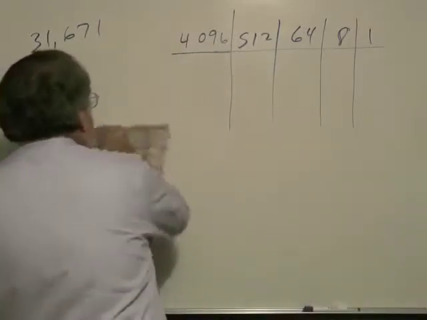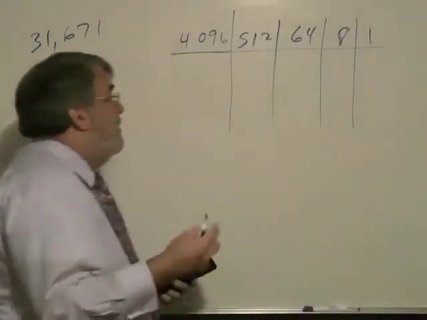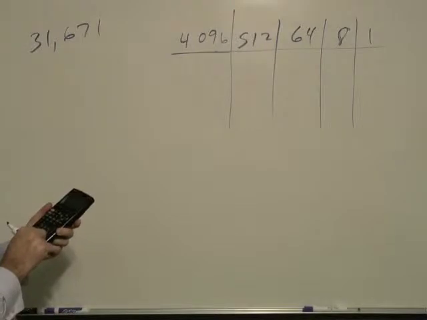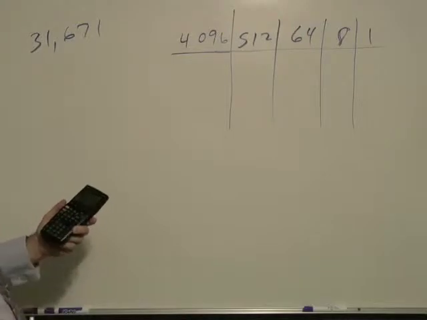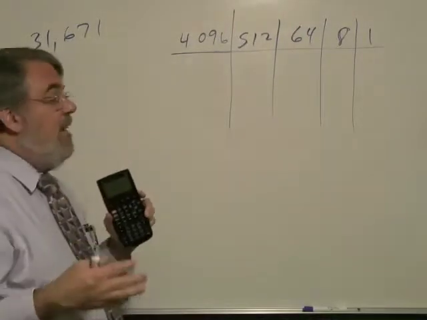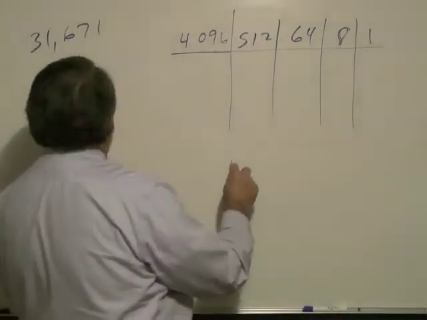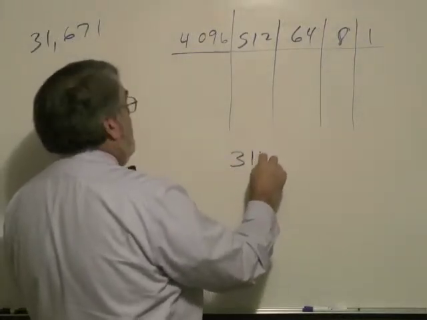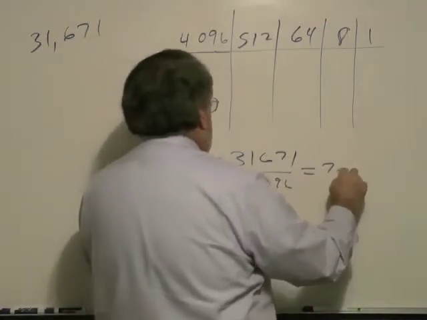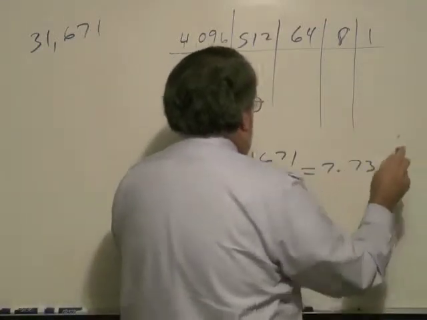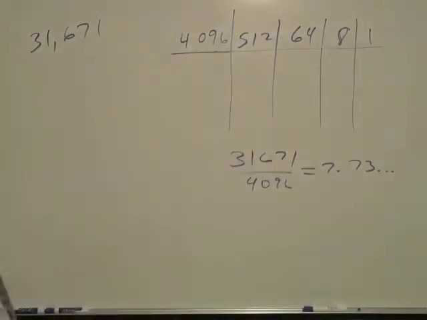All right, so let's divide 31,671 by 4,096. It goes about 7 times with a remainder. So 31,671 over 4,096 is 7.73 something. Okay. All right, I think I'll just do it this way.